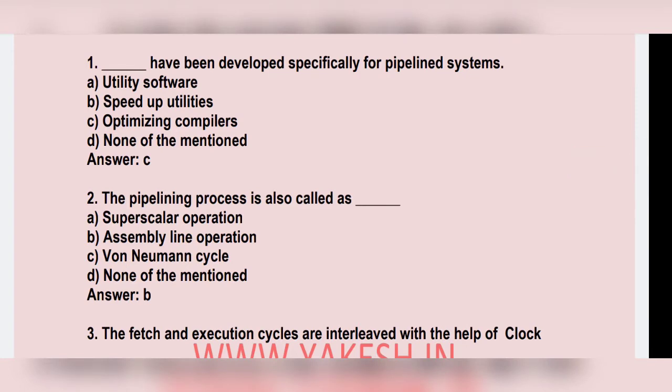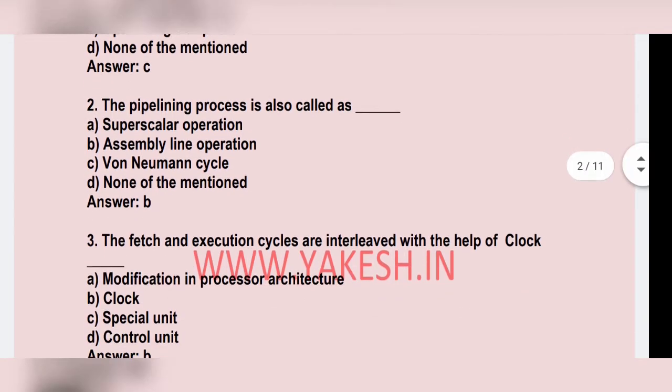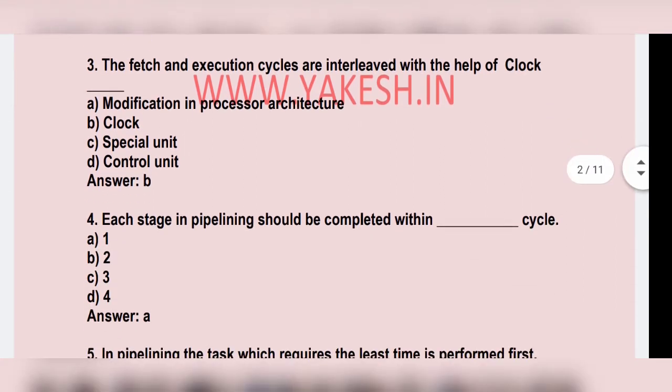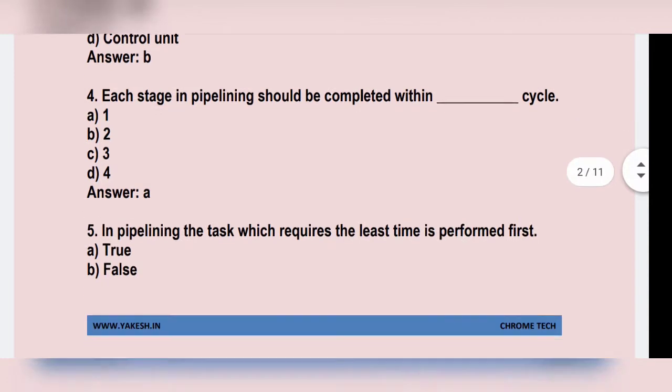Important MCQ. First question: Dash have been developed specifically for pipeline system. Option C, optimizing compiler. The pipelining process is also called as option B, assembly line operation. Next question: the fetch and execution cycle are interleaved with the help of clock. Option B, clock is the correct answer.